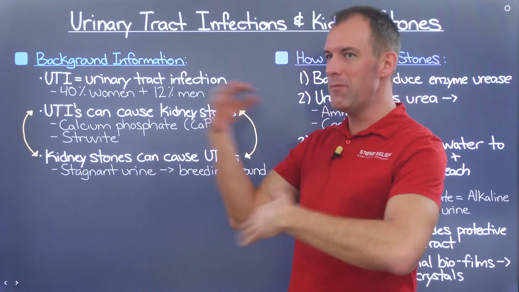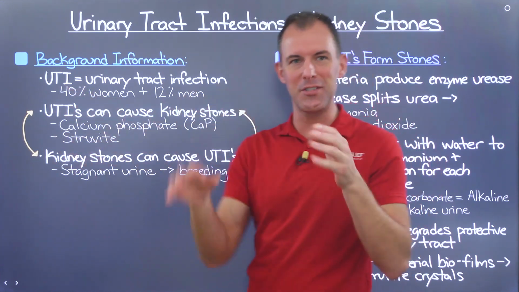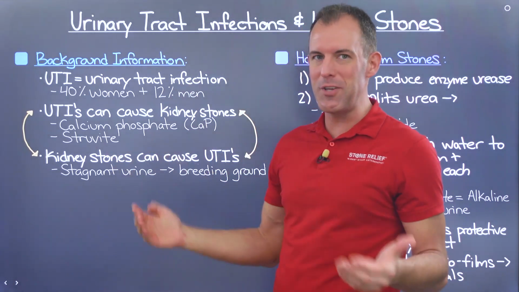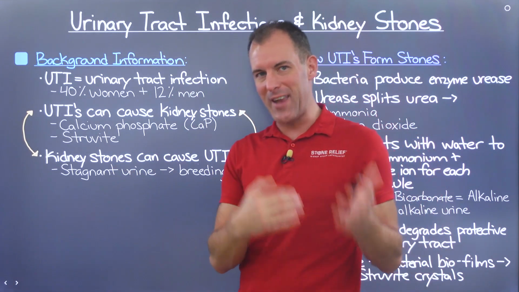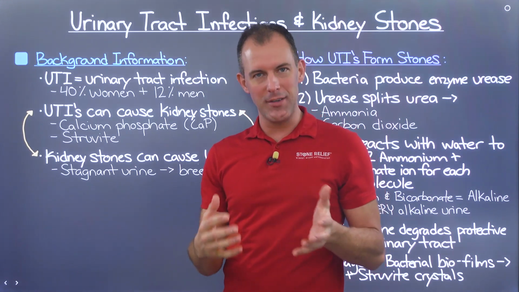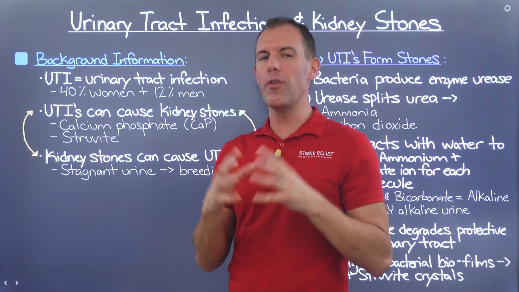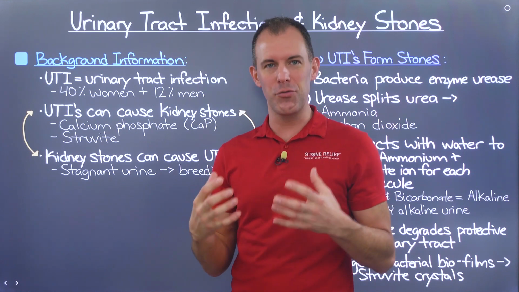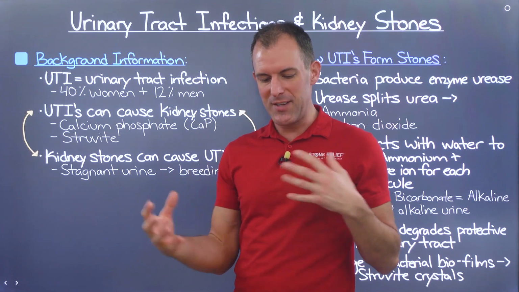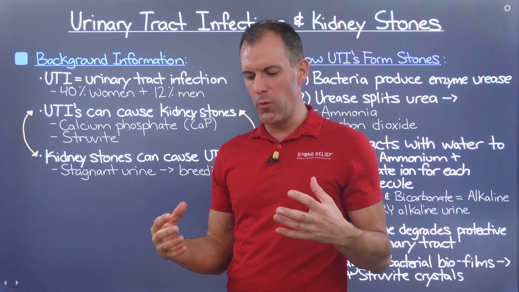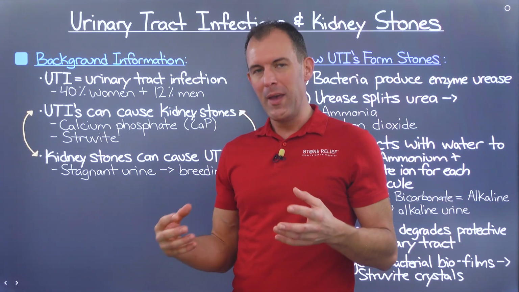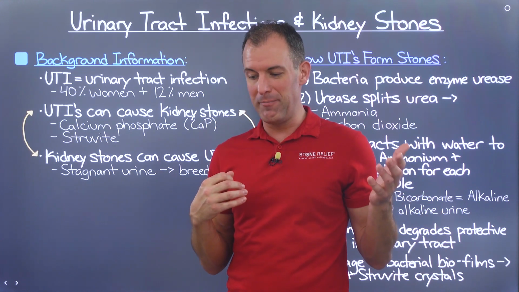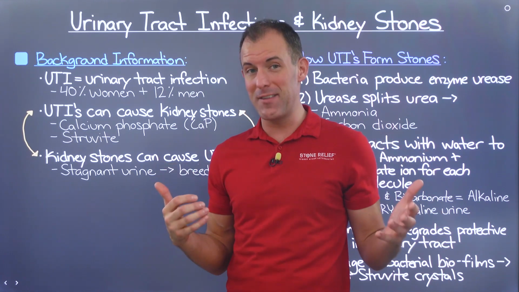Now, on the inverse side of this, and that's why I've got these arrows, because it's basically just this big cycle, kidney stones can also cause UTIs, and this is mostly driven by stagnant urine, and stagnant urine tends to be a breeding ground for all different kinds of bacteria. This is not only true in our bodies, but also in nature. If you think about stagnant or standing water anywhere in nature or in your home, this is typically a bacterial breeding ground, but this could also be mosquitoes and other nasty things.